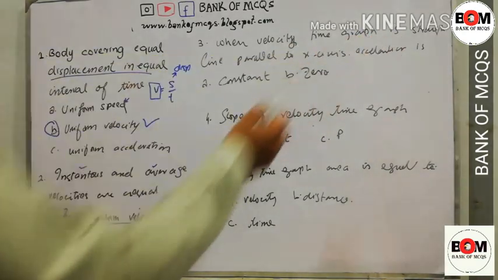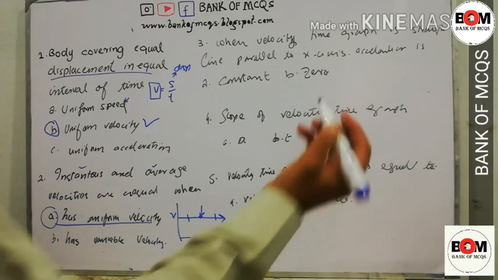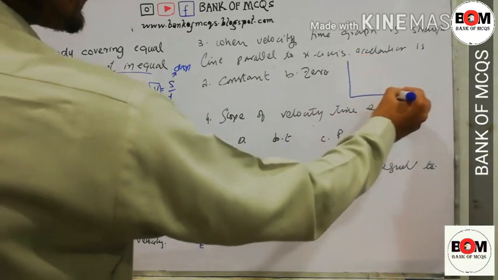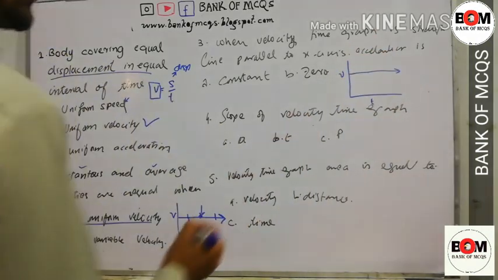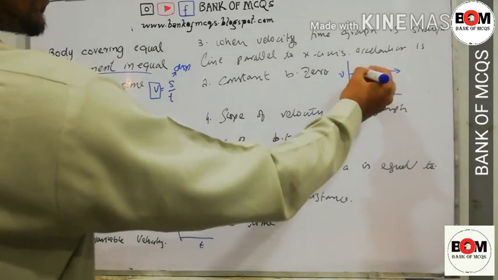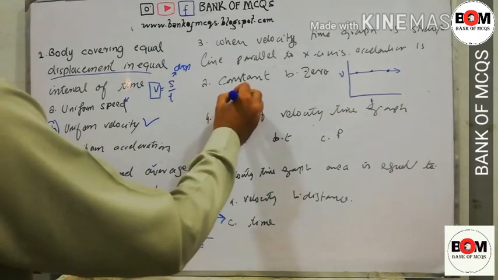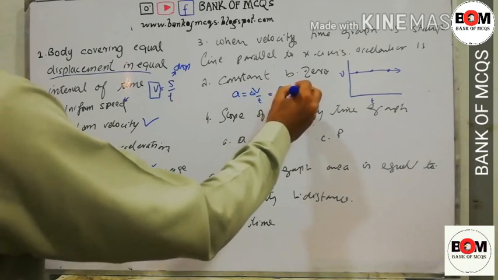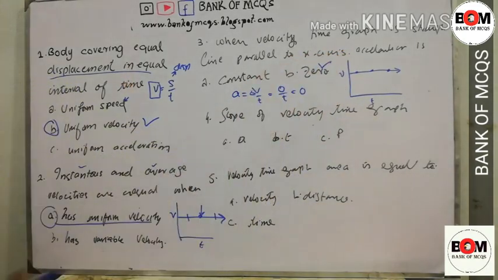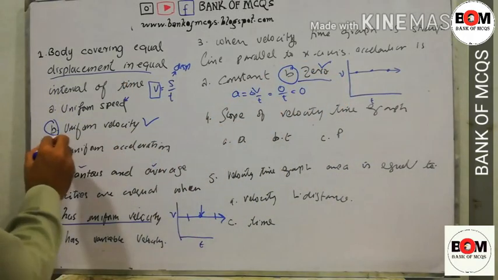When the velocity time graph is a straight line parallel to the x axis, acceleration is constant, 0, option C or D. So if this is the velocity time graph and it is a straight line parallel to the x axis, it means that with the passage of time velocity is not changing, or the change in velocity is 0. So we know that A is equal to V divided by T. As the change in velocity is 0, 0 divided by T is equal to 0. So acceleration is 0.